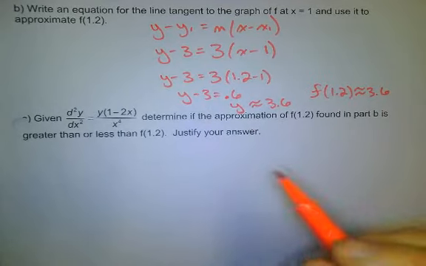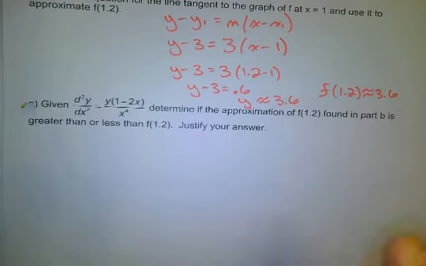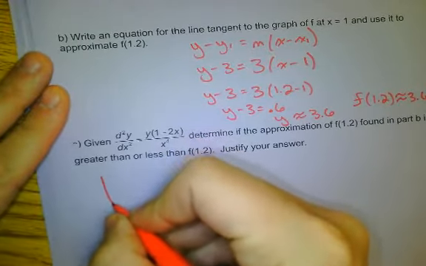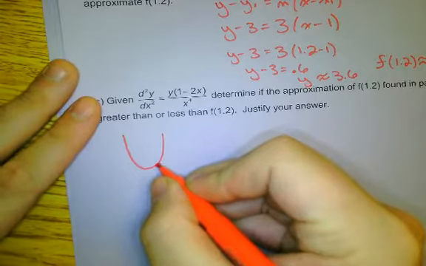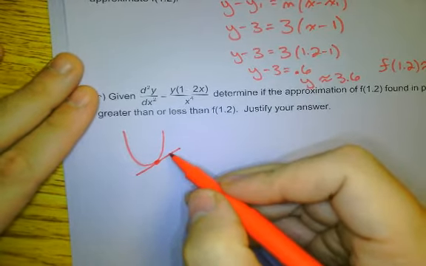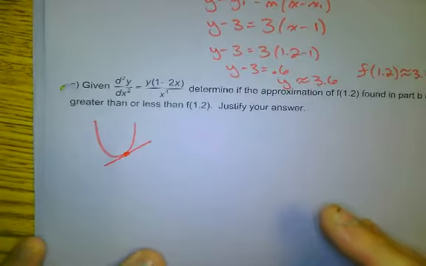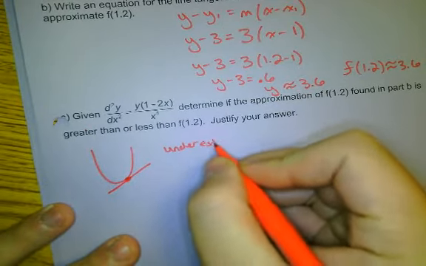Determine if the approximation is greater than or less than. Let's talk about how we know something's greater than or less than. Using second derivative, what does second derivative give us in general? Starts with a C. Concavity. Okay? So, this is concave up. We agree. If I use a line to approximate a value, here's the line. Is that line above or below the graph? It's below. So is that an overestimate or an underestimate?